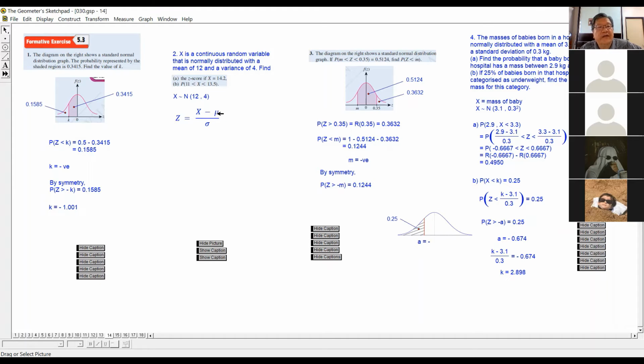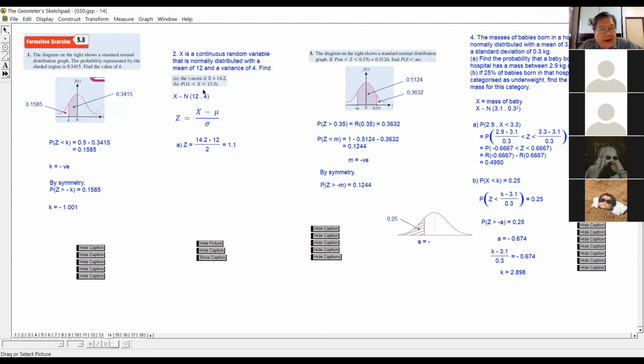Here, 12. Here, are you going to substitute 4 inside? No. 4 is the variance. Here is the standard deviation. So how to change the variance to standard deviation? Square root. So I'm going to put square root of 4 here. Okay, so the Z equals to 14.2 minus 12 divided by 2, standard deviation, so it's 1.1.